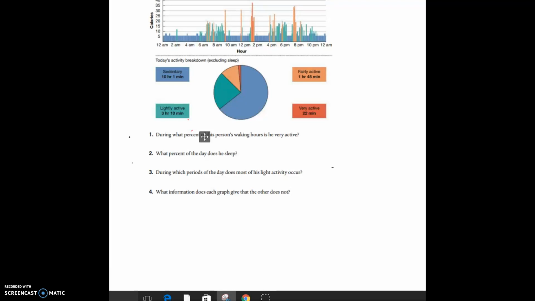Okay, so we're on page 65, section 1.9, and we're looking at interpreting graphs, and there's two types of graph here. One is kind of from like an Apple Watch, or Garmin has a similar product, and other brand names. And then here's a pie chart kind of showing during day activity. See how it says excluding sleep. So this looks like it's all day, from 12 a.m. to the next day, where the other one is just looking at the waking hours.